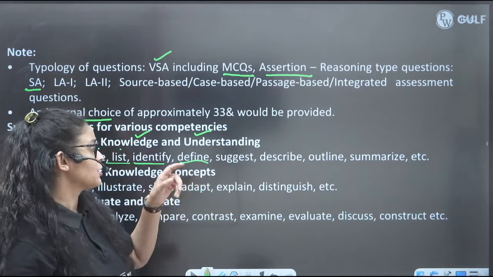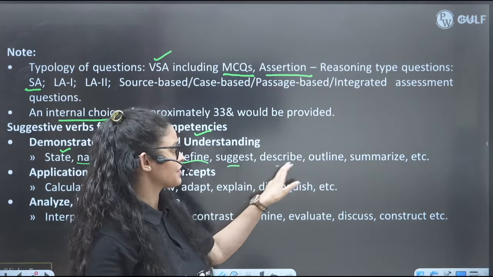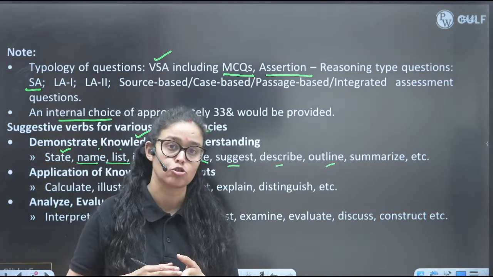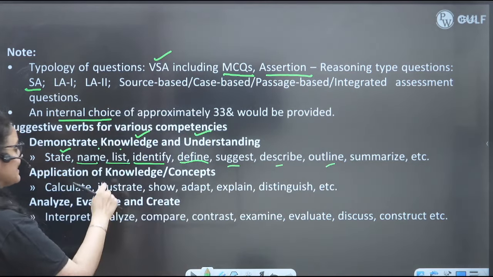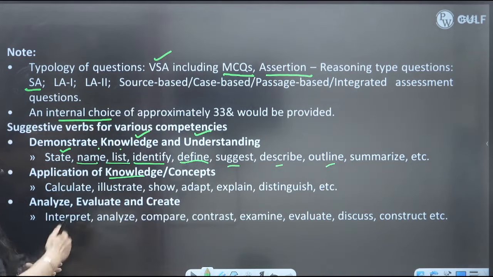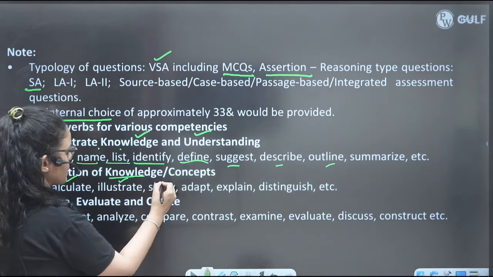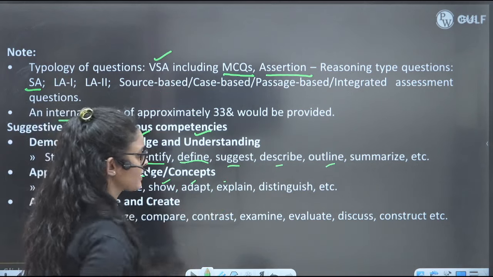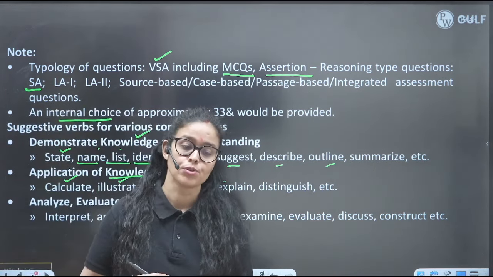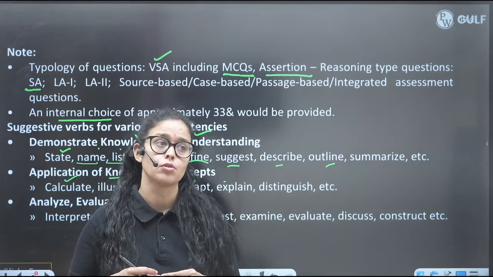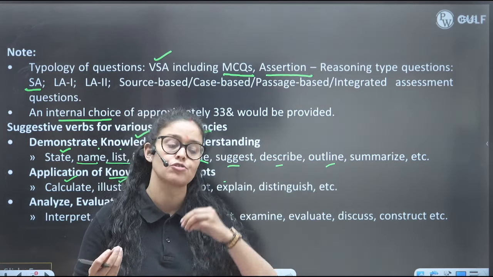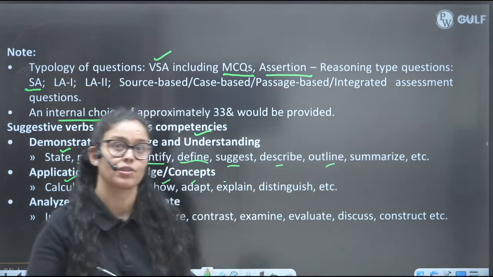Next, they will be asking you to define something, suggest something, describe, outline, summarize something. So this is how they're asking you 50% question. Next is the application of knowledge, where they're asking you to calculate something, illustrate something, show, adapt, explain, distinguish. Or they can give you questions based on the genetics, or they can give you certain hormones, and they will be asking you some indirect concept based questions on that, right?